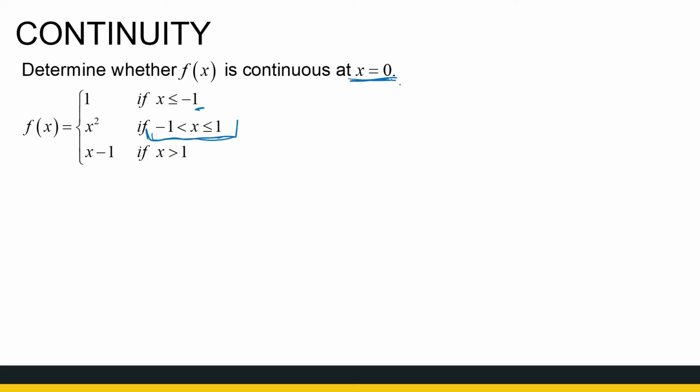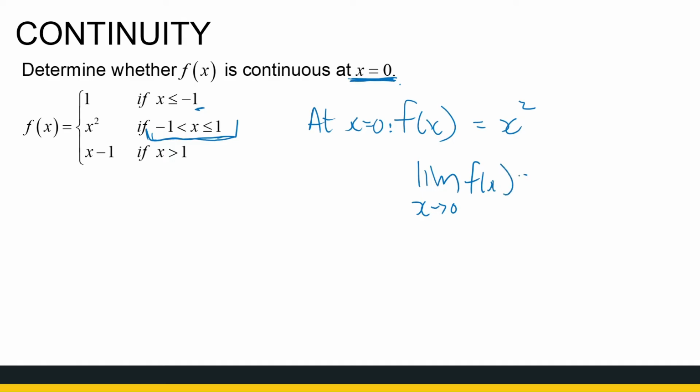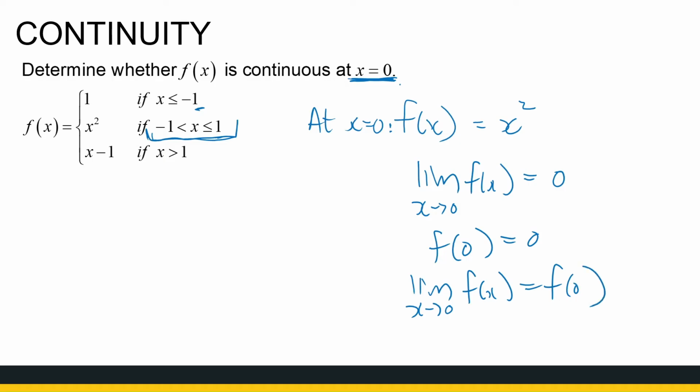So everywhere around x equal to 0, at x equal to 0, this function is just the quadratic function x squared. And we know a polynomial is continuous. So the limit as x approaches 0 of f of x is going to be 0, and f of 0 is going to be 0. So those two are equal. So it's easy to look at this one to conclude that f is continuous at x equal to 0.